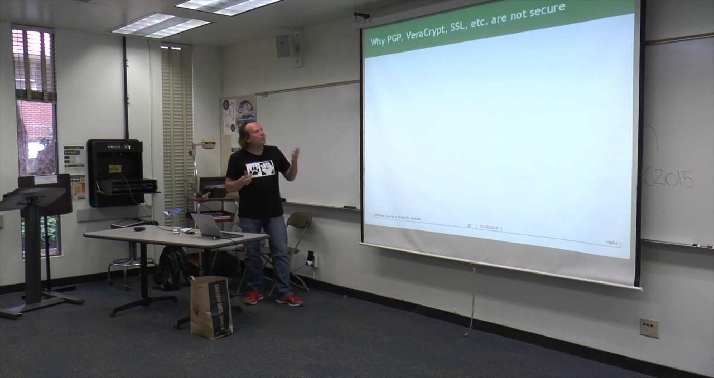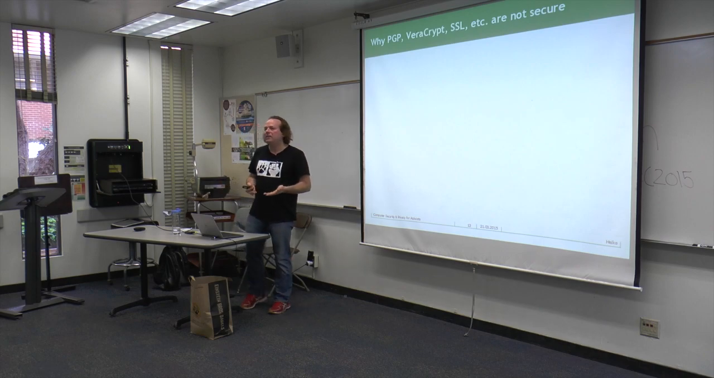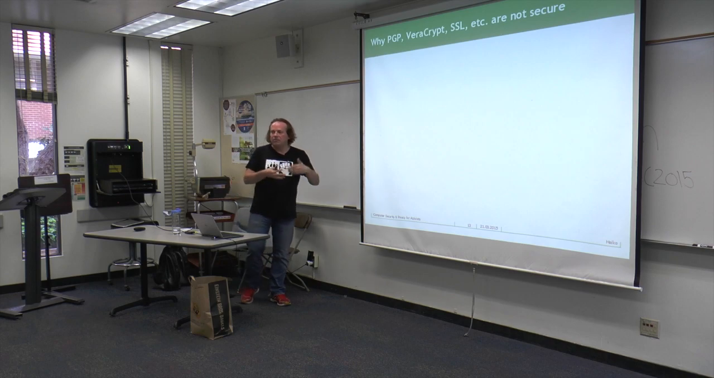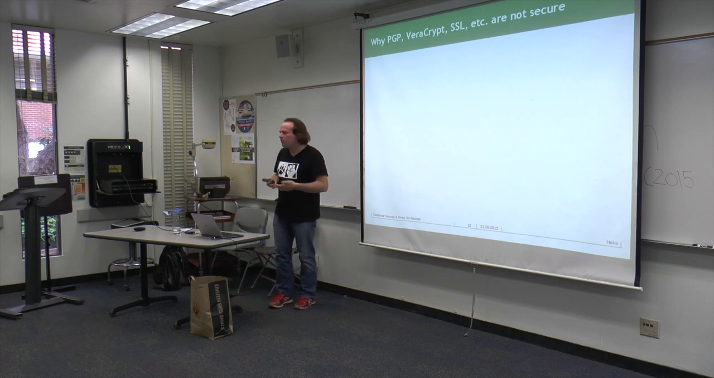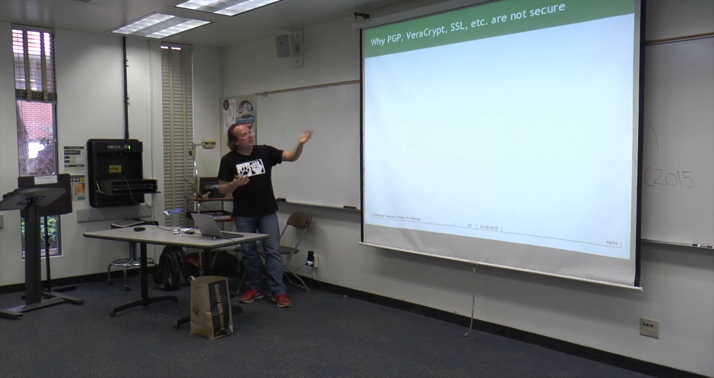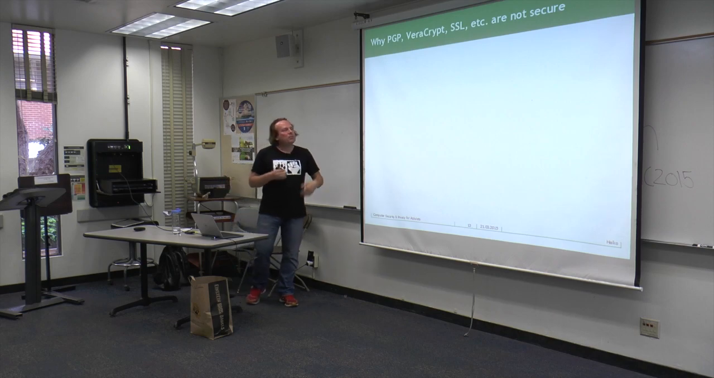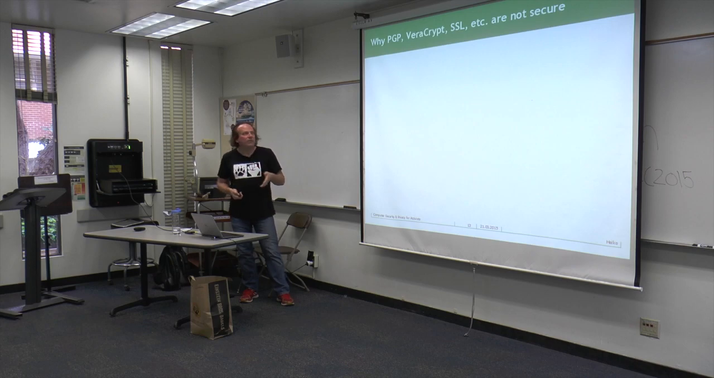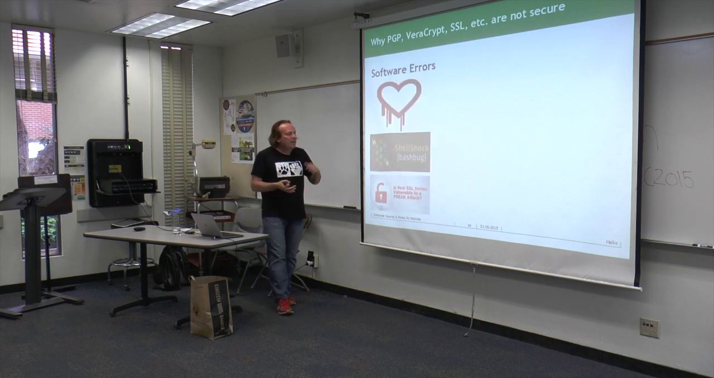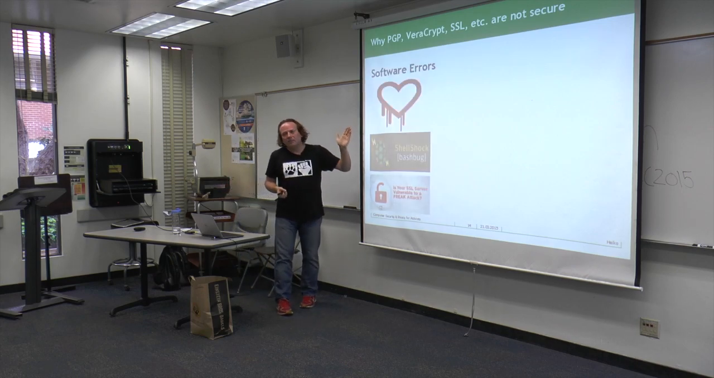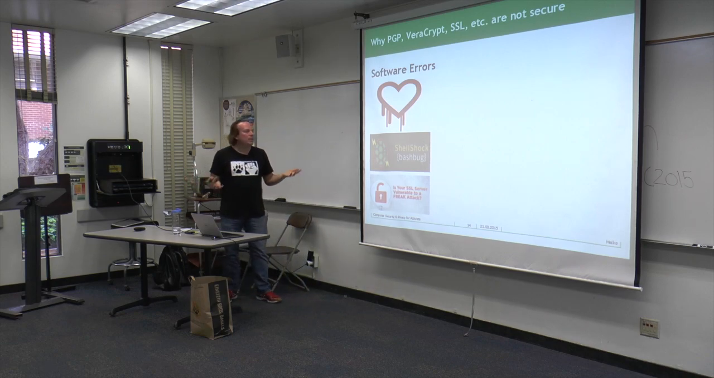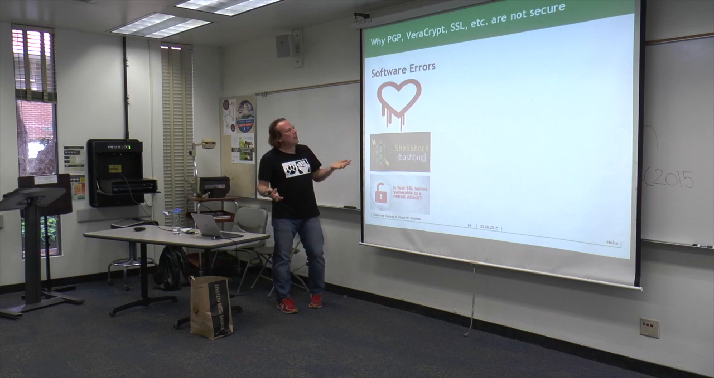So there are some things which have actually happened to make PGP, which is for email encryption, VeraCrypt for hard disk encryption, and SSL, which is for web communication encryption, not secure. There are three things which have happened. The biggest problem is that there are actual software errors. The people who write the software are just humans. Humans make mistakes. So there are software errors.